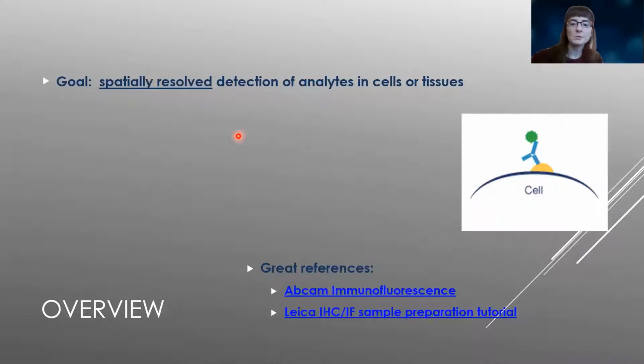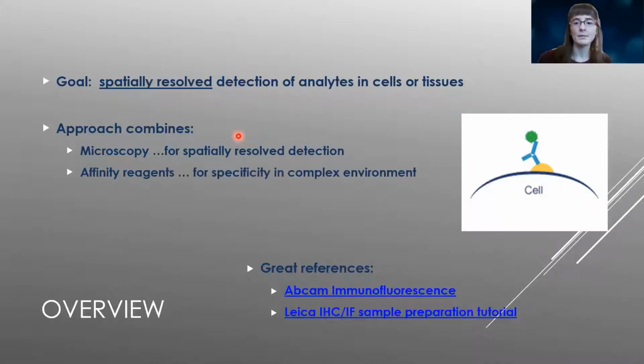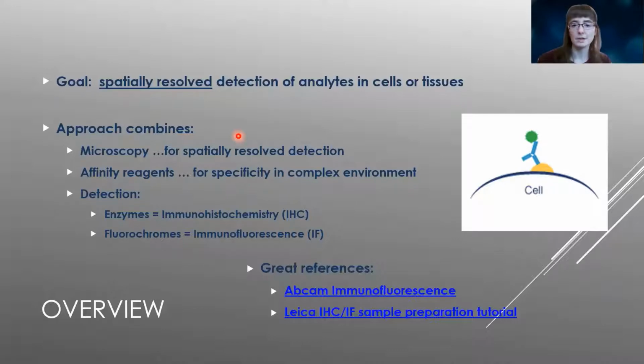So as I said, we're trying to get spatially resolved detection in a complicated matrix, a cell and a tissue. And so the way that we're going to do that is by combining microscopy so that we can get that spatial resolution, for example, by using a camera instead of a simple photomultiplier tube to detect. We're going to use affinity reagents so that we have the specificity that we need amongst all the other potential antigens that are in the cell or tissue. And then we can detect using either an enzymatic system with a chromogenic substrate, in which case we call the technique immunohistochemistry, or with a fluorophore, in which case we call the technique immunofluorescence. And I've provided here links throughout the talk, in this case to two overview references, and then elsewhere in the talk, it'll be links to specific examples.